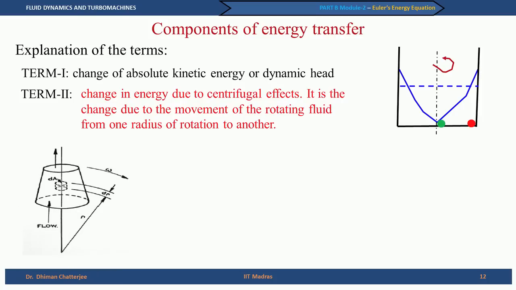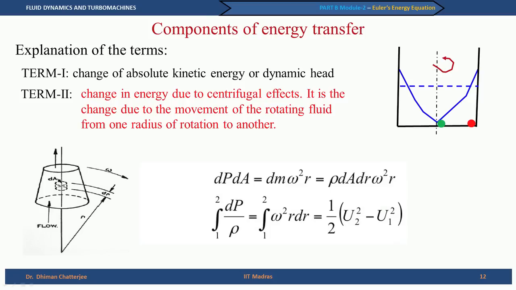To see it, let us see that we have a flow which takes place and we have a fluid element which is at a radius r and which is having a small rotation omega. And then we can say that the change in pressure is equal to half multiplied by within bracket U2 square minus U1 square. So, this talks about the centrifugal effects.